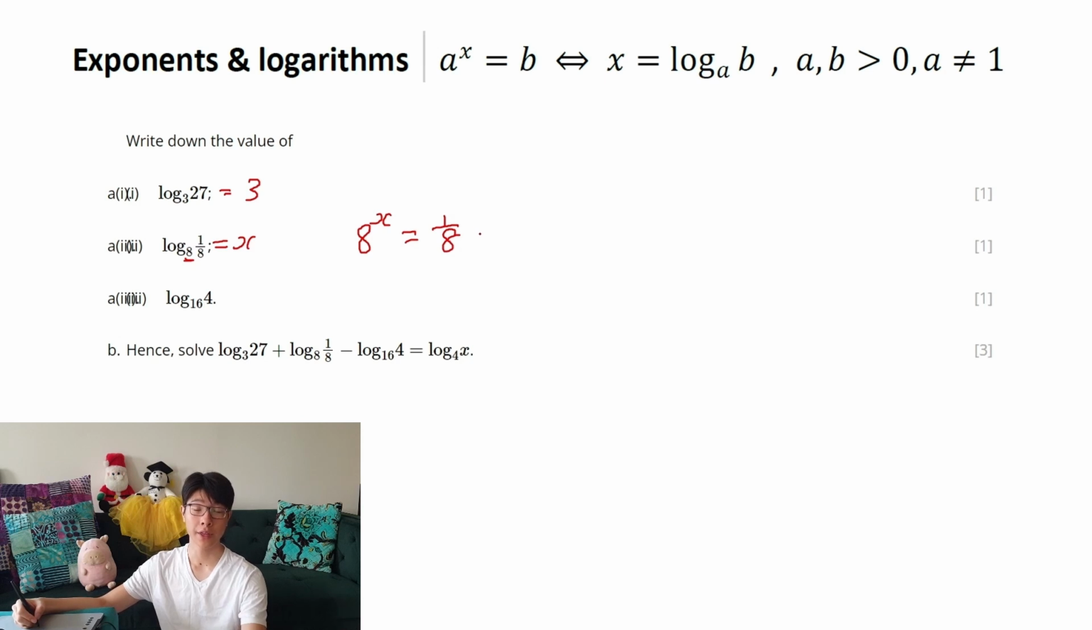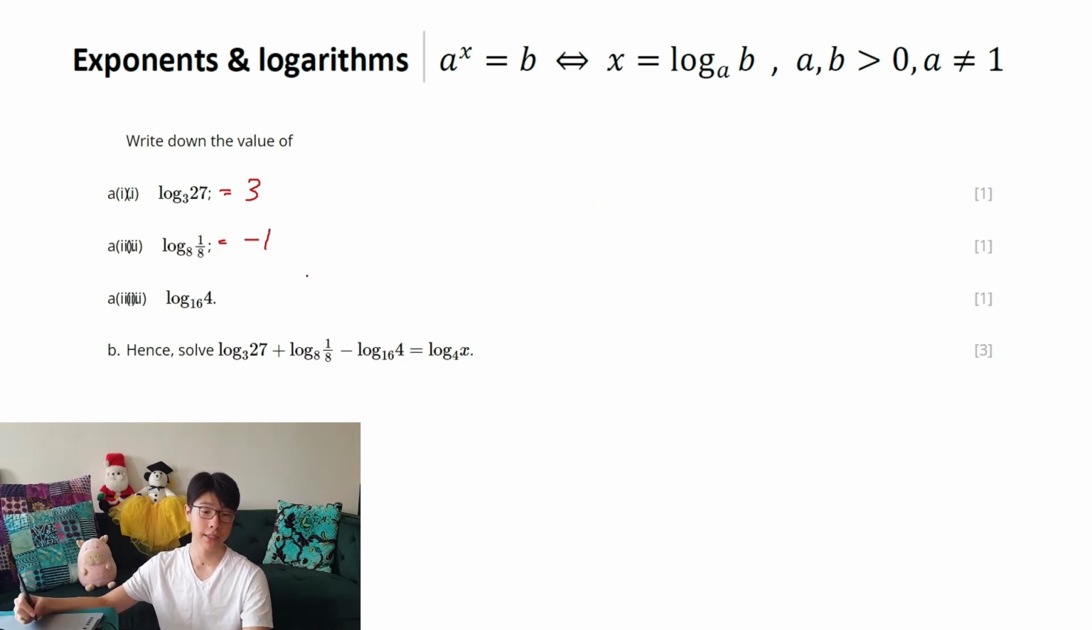Well, if we're familiar with our indices laws, we know if we raise a number to -1, we will get the reciprocal of the number. Reciprocal just means from 8 it will turn into 1 on 8. So 8 to the power of -1 will be 1 on 8. Therefore, x is -1, and this whole expression here is also equal to -1.